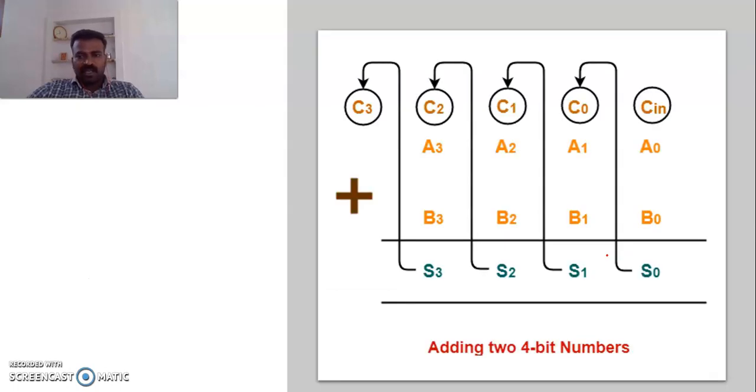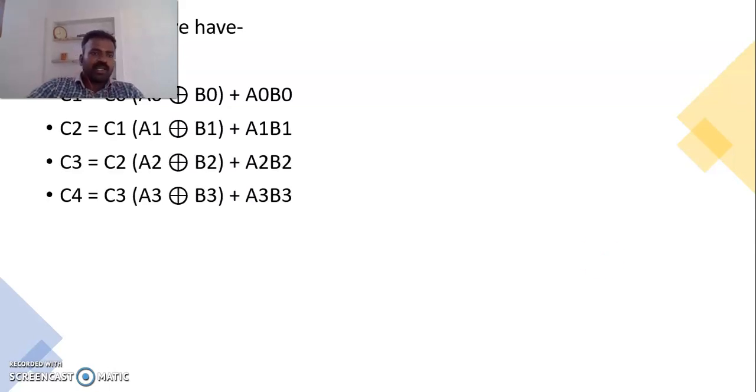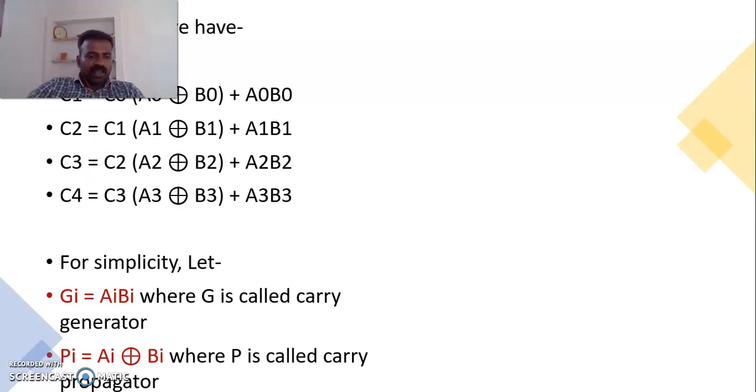This is a concept we already discussed in the previous ripple carry adder itself. From here we have the expression for the carry look ahead adder. C1 is equal to C0 (A0 XOR B0) plus A0 B0. This is for the 4 carry expressions. Now for simplicity we write Gi as carry generate and Pi as carry propagate. The term Ai Bi is replaced by Gi, and the exclusive OR term is replaced by propagate Pi.